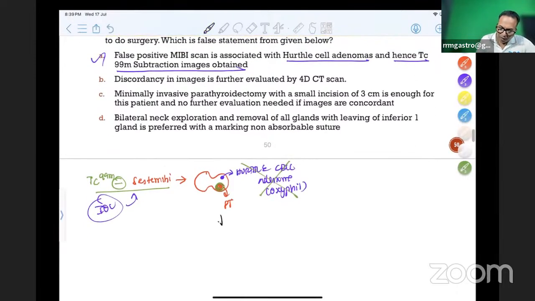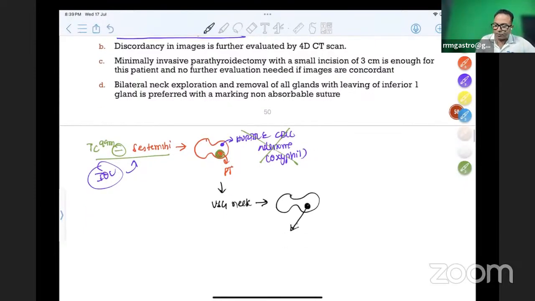Immediately, you should do an ultrasound and confirm the swelling. Ultrasound neck, confirm there is a swelling in the same location. Yes, there is a swelling in the same location. So, if it is the same location, I can easily operate by doing a small surgery: a 3 centimeter incision, and I can do MIP, minimally invasive parathyroidectomy. The Sestamibi scan shows 1 nodule. Ultrasound also shows 1 nodule. I will put a 3 centimeter incision and remove that nodule alone.